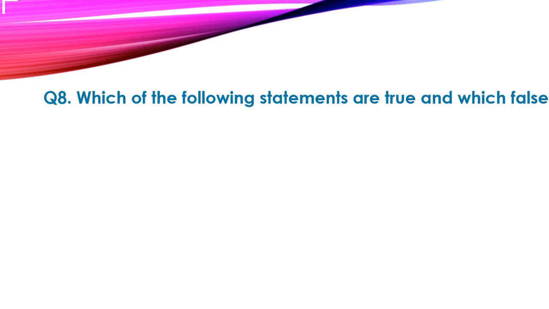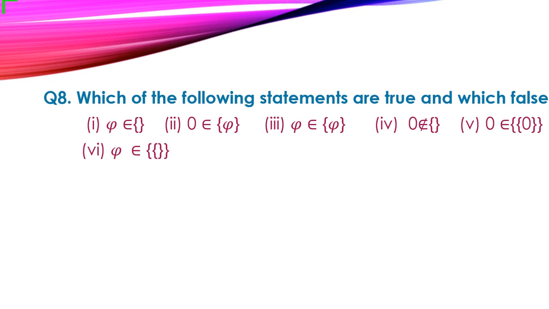Next, this question is based on the concept of the empty set. Here I have given 6 statements. You have to find which are true and which are false. Now as soon as we hear the word empty set, we all know that the empty set can be denoted by the symbol phi, right? Here the idea of phi is made clear using these statements. Okay, so let us see how.